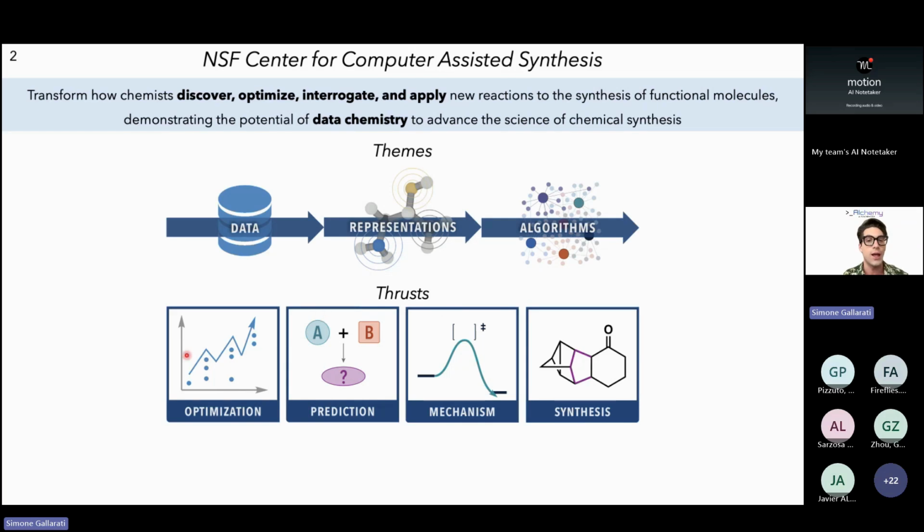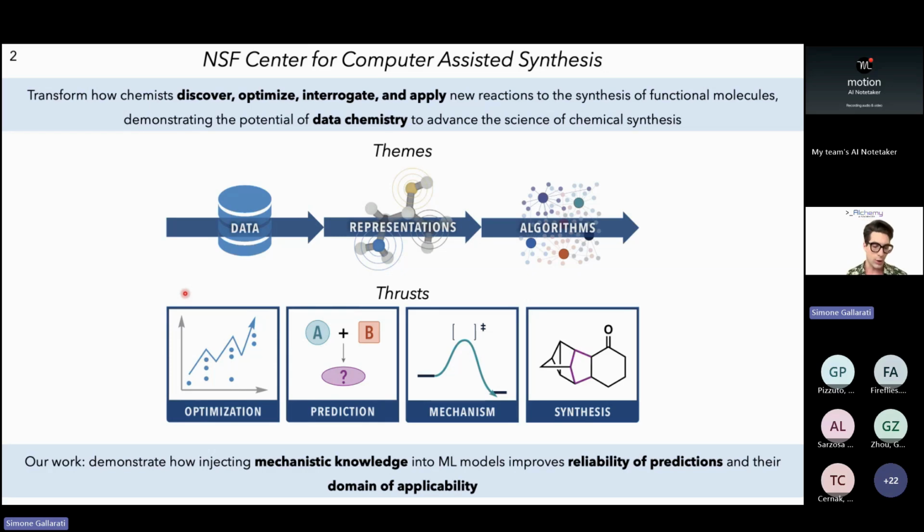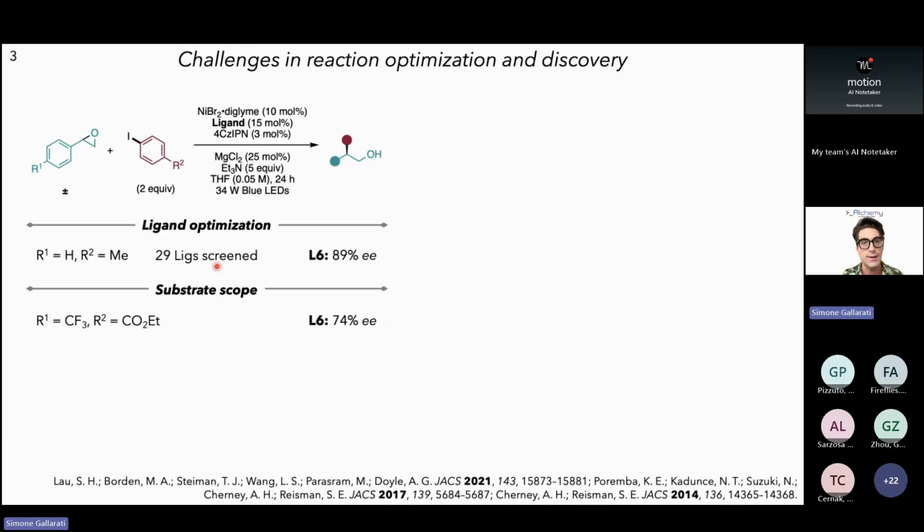Specifically, our work in the Doyle and the Sigman Lab has been focused on the optimization of asymmetric transformations. And our contribution has been to show that injecting mechanistic information into machine learning models of enantioselectivity not only improves the accuracy of those predictions, but also extends their domain of applicability. And as I said, we've been specifically focused on applying and developing these models for asymmetric catalysis.